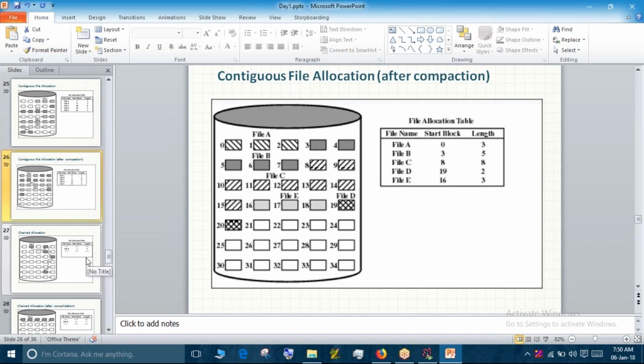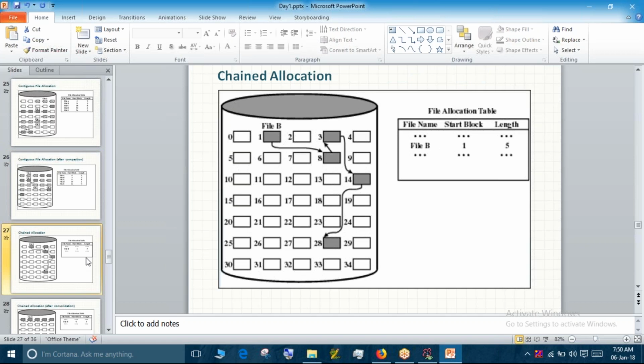That is why I modified my FAT with a new thing called chained allocation. What is the advantage with chained allocation? Same FAT, start block is 1, length is 5. But the address of the next block is stored in the current block. Its next block is stored in the current. So we will be able to use the memory effectively now in this case. You got my point?